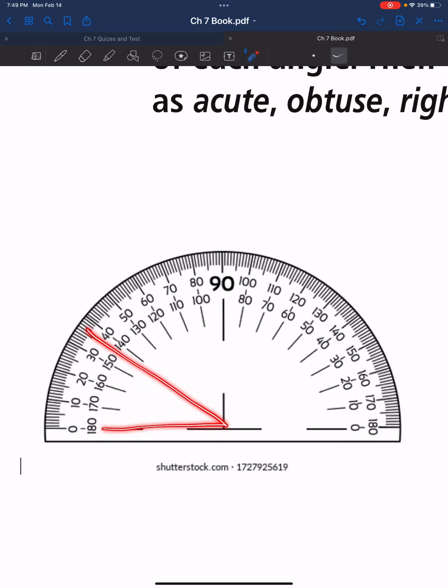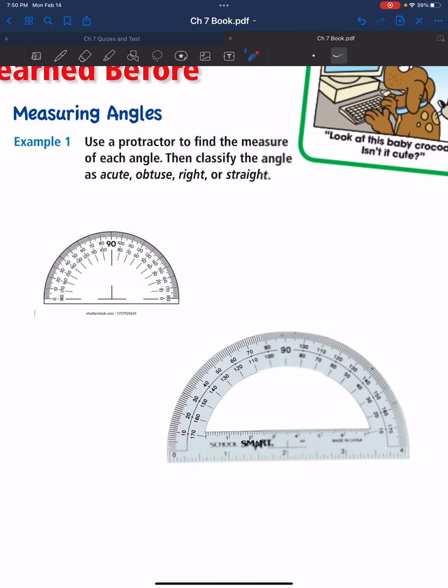Okay, so basically the reason why we have two sets of numbers is because sometimes angles open up in different ways, right? Sometimes they're open in this way, sometimes they're open in this way. So our protractor allows us to measure angles no matter which side they're coming from.